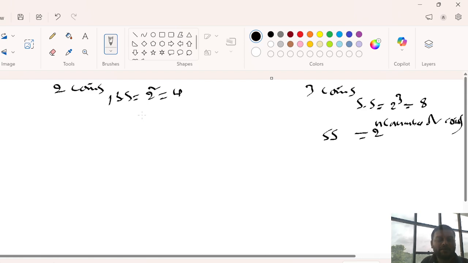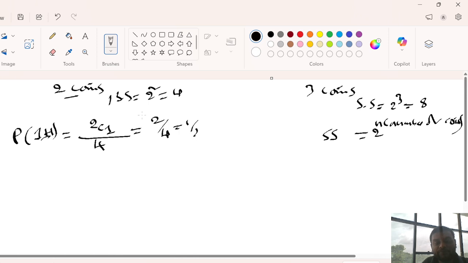Okay. Now if I ask you what is the probability of getting one head as the output, you can say let us use the combination technique, guys. You want one head from 2 coins. So that will be taken in 2C1, that is the favorable outcomes, guys, divided by the sample space, that is 4. 2C1 is nothing but 2 by 4, that is 1/2.